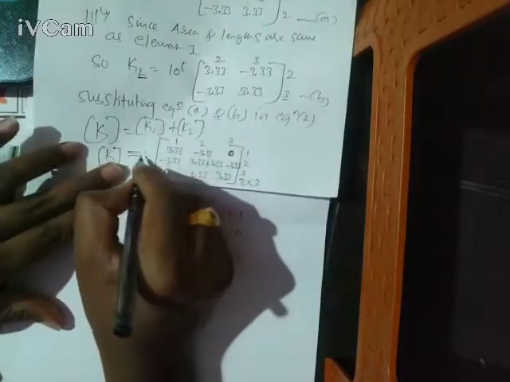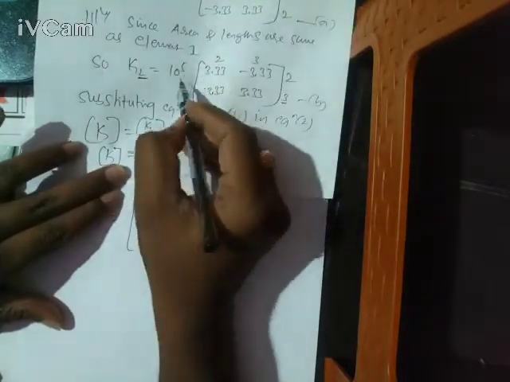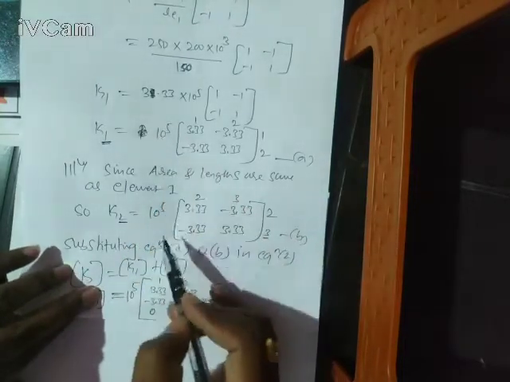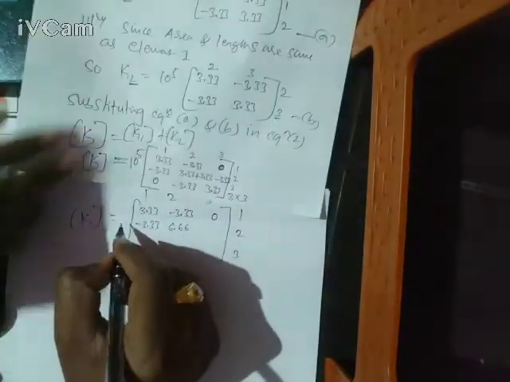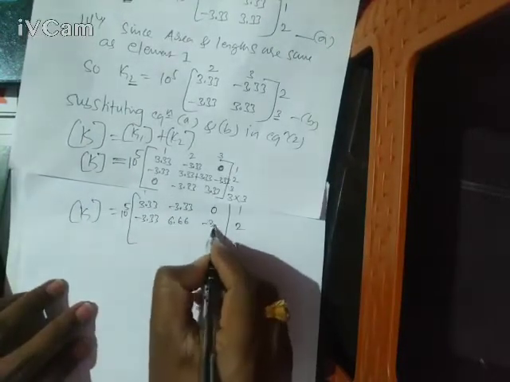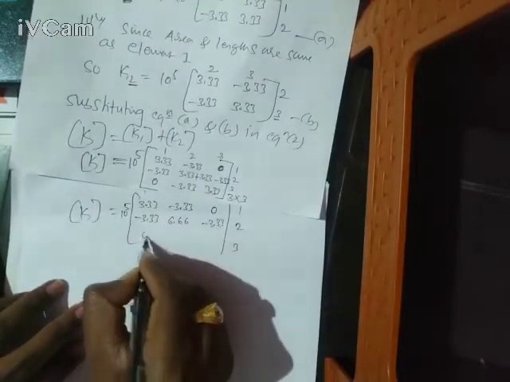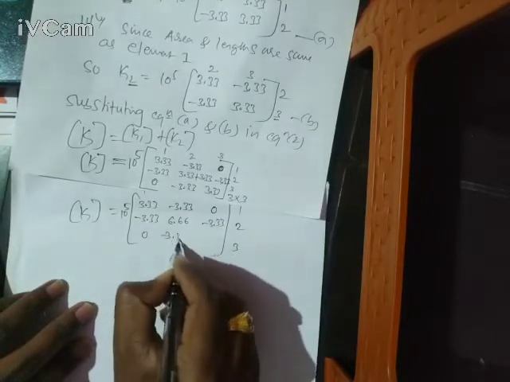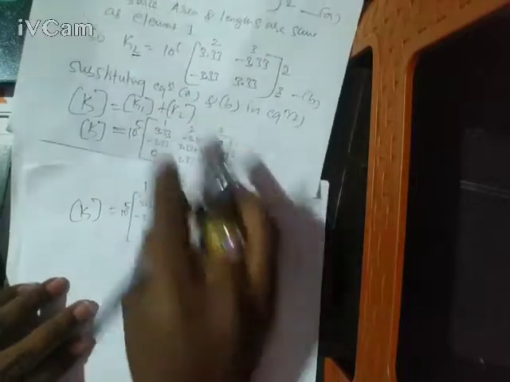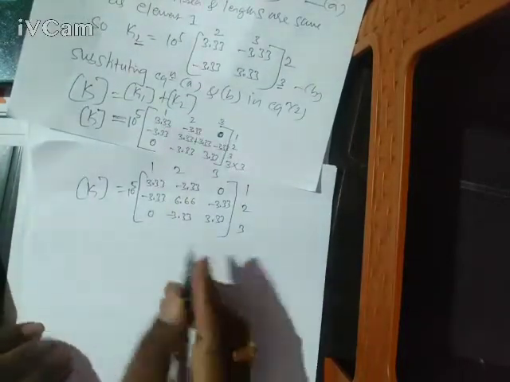Sorry friends, I forgot to multiply this 10 to the power 5, which we have taken common in matrix A and matrix B. I have written it here now. So again I am going to write 10 to the power 5 here, which is common, minus 3.33, 0, minus 3.33 and plus 3.33. Fine. So now I have found out the global stiffness matrix.